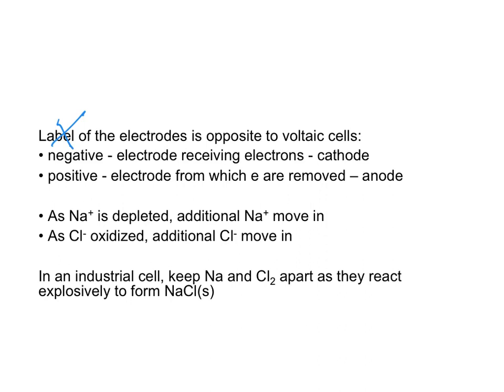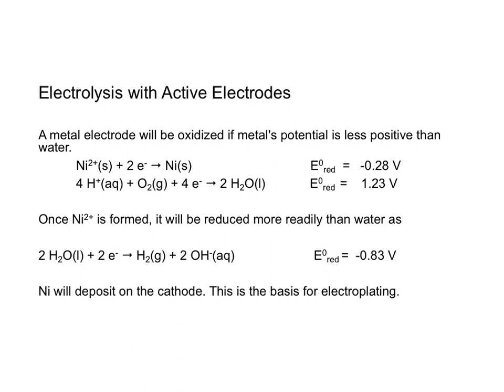What I'm going to do is move back to the reduction. So what still holds true is as the Na+ is depleted, additional Na+ moves in close to the electrode. As the Cl- is oxidized, additional Cl- moves in close to the electrode so that they can come in contact with the power source and cause the reaction to occur. When they do this in industry, they have to keep the two products apart or they will react explosively to form sodium chloride.